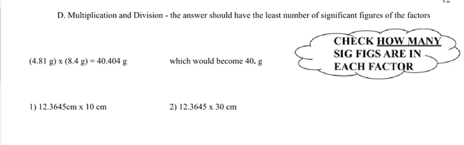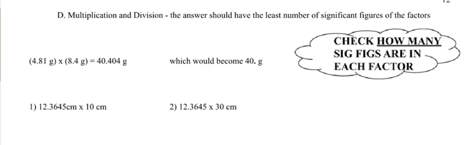All right, so your answer should have the least number of significant figures of the factors. So this little cloud says check how many sig figs are in each factor. And to be honest, we're going to do a whole lot more multiplication and division than addition and subtraction, okay? So what you need to do is you need to count, all right?